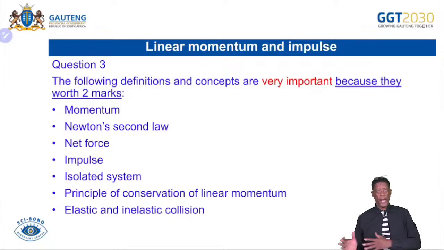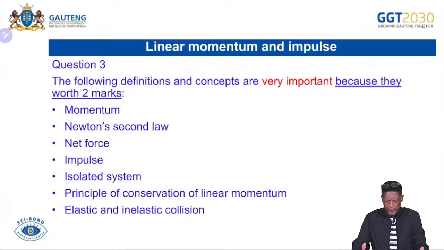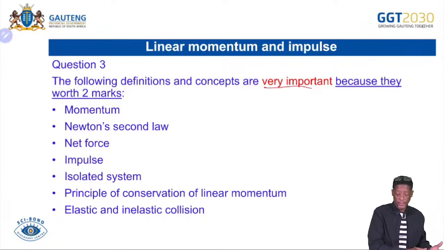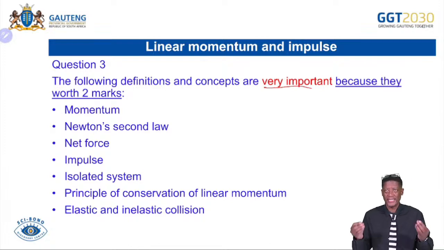Now, we are done with question 2. We go to question 3. I'm a little bit behind. There are 10 questions. So, question 3. The following definitions are very, very important. Why are they very important? Because they are worth 2 marks. The definitions are worth 2 marks, so they are very important.